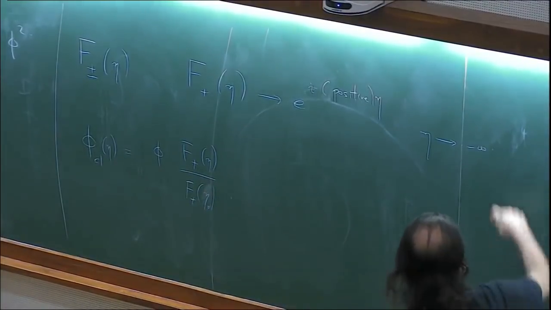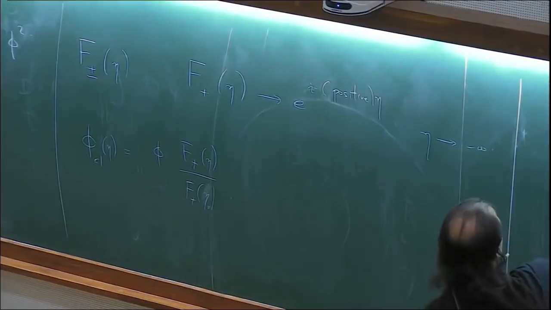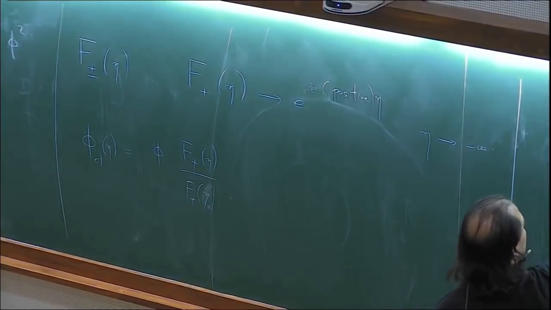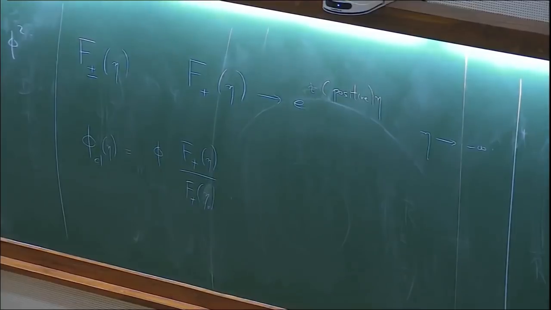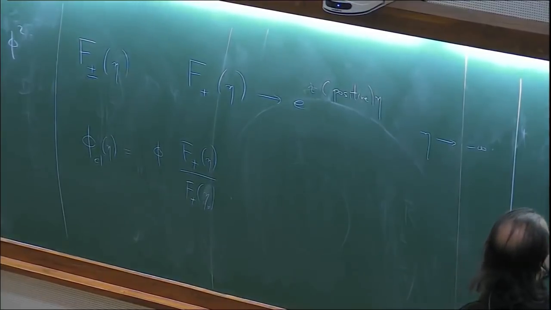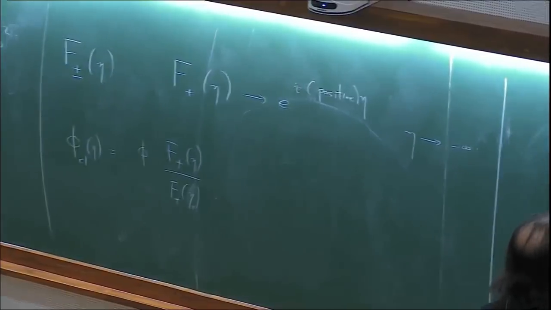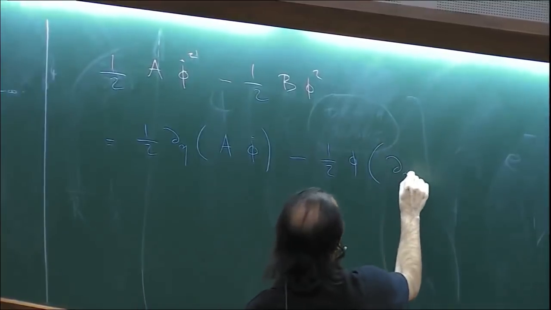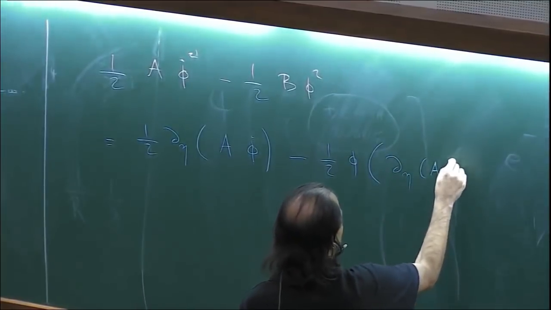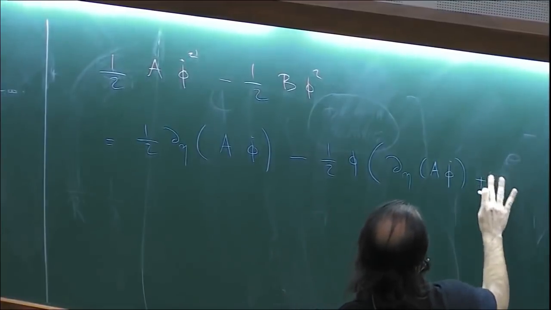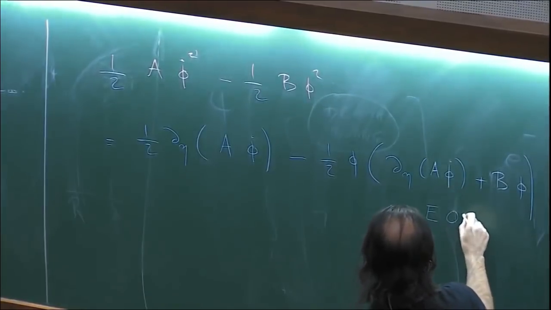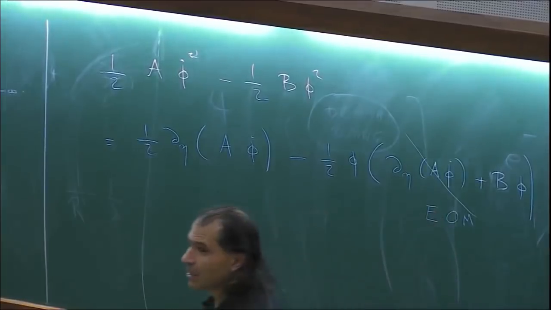Okay, now let's compute the classical action. So S classical. Again, a half A phi dot squared minus a half B phi squared is equal to a half d eta of (A phi dot phi) minus a half phi times (d eta of A phi dot plus B phi). So it's exactly the same story. This is the equation of motion, so it'll integrate to 0, leaving just the boundary value at eta naught.